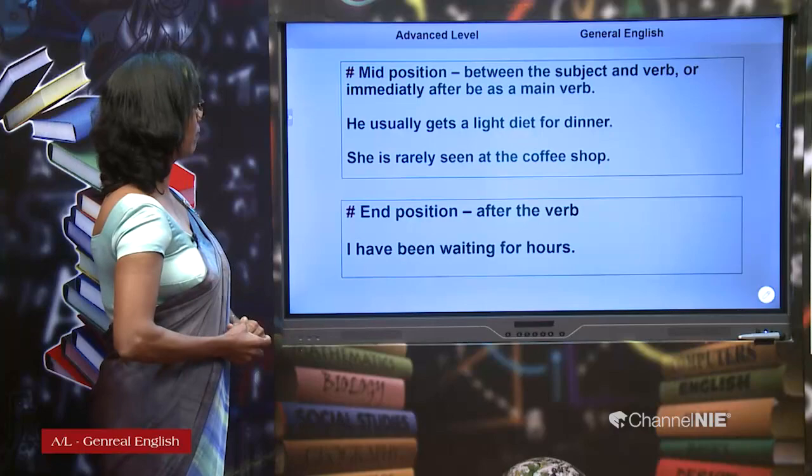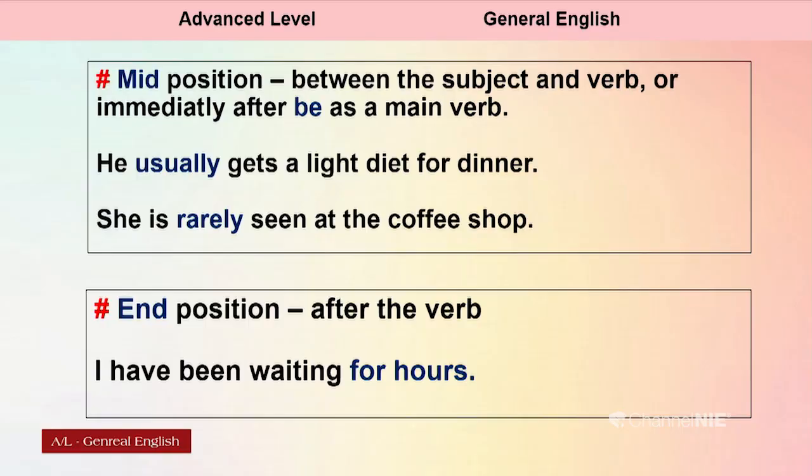Maybe coronavirus, right? Then mid position, between the subject and verb or immediately after be as the main verb. I have already taught you this. He usually gets a light diet for dinner, right? Usually gets, main verb. Before that you get that. And he is rarely seen, passive voice sentence, is seen, rarely, in between, right? Then end position, after the verb. I have been waiting for hours. So I have been waiting for hours, that is referring to time, end position, right? I have been waiting for you for ages, like that.